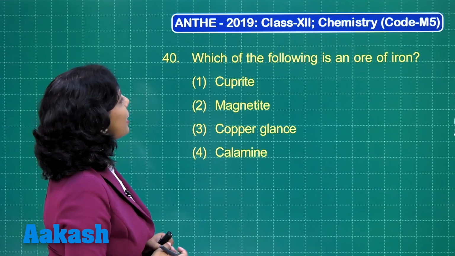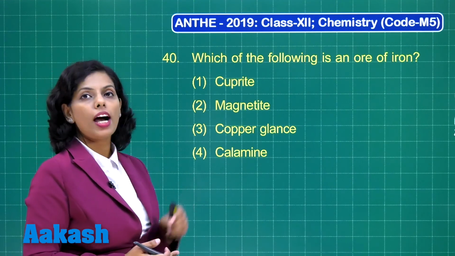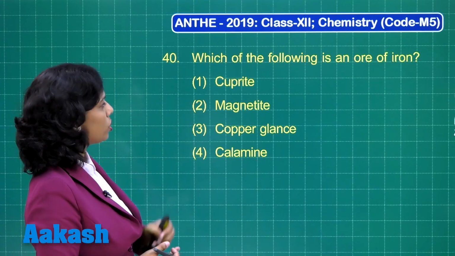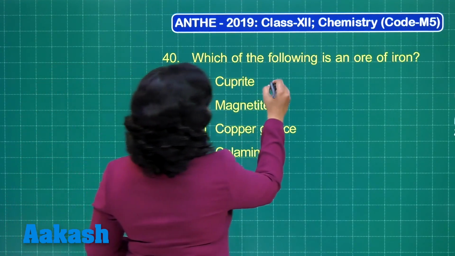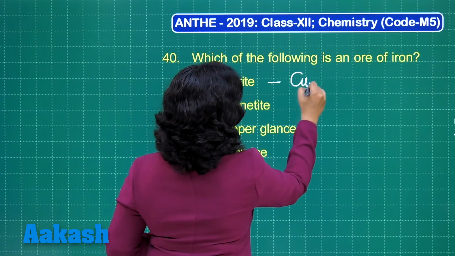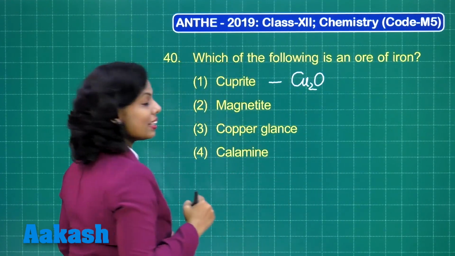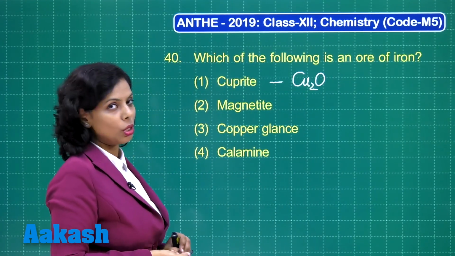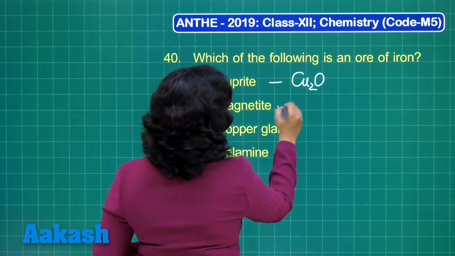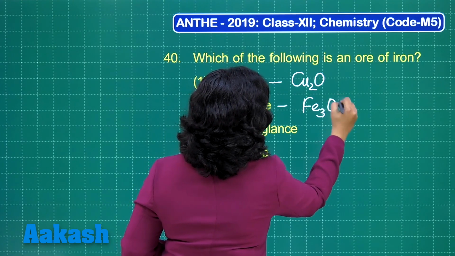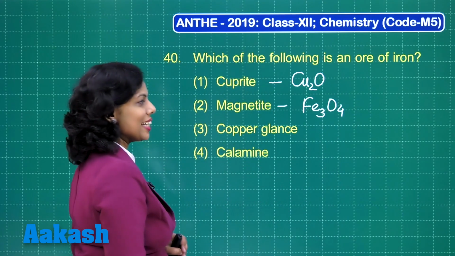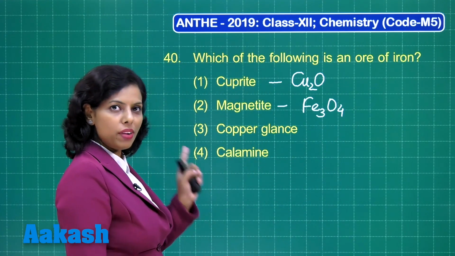The turn is there for question number 40. Which of the following is an ore of iron? See, different ores are given. If I talk about cuprite, what is its composition? Cuprite is Cu2O. It means it's an ore of copper, not of iron. Further, magnetite. Magnetite is Fe3O4. This is the composition. Yes, this is an ore of iron.